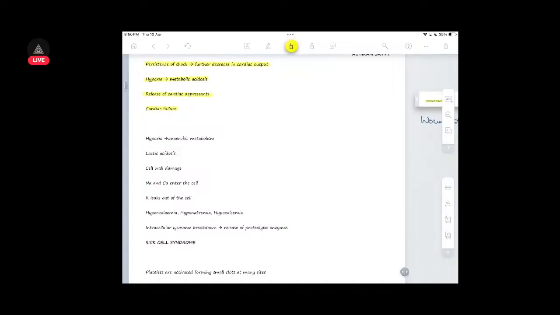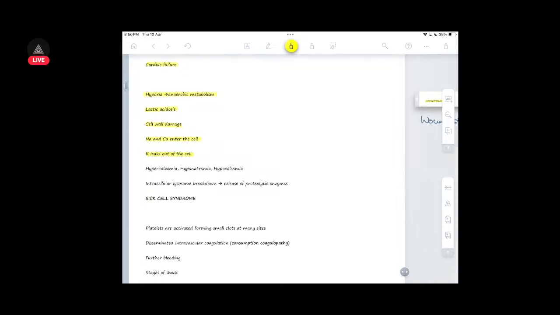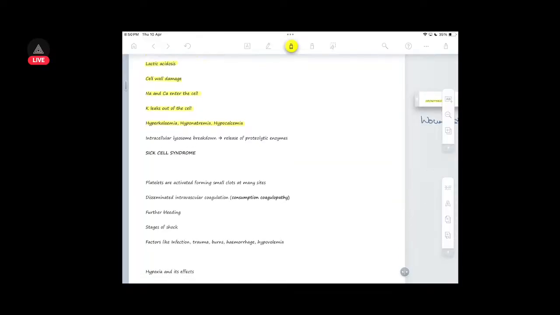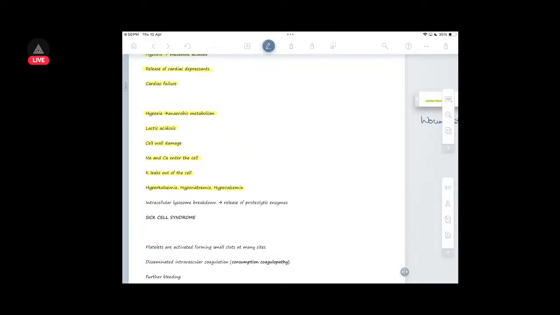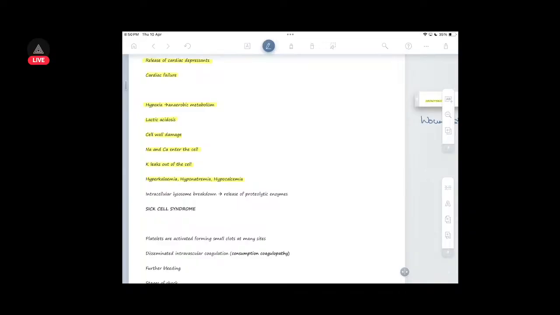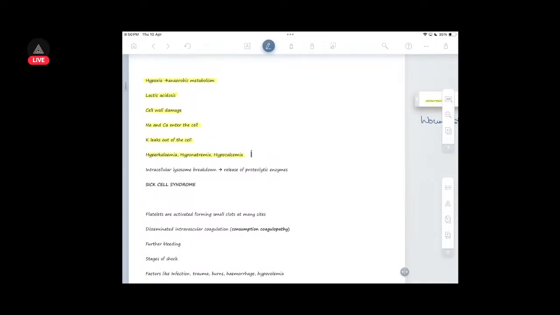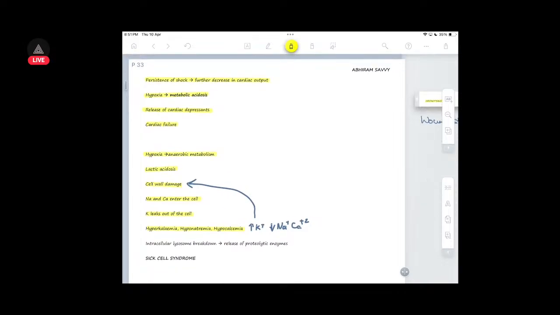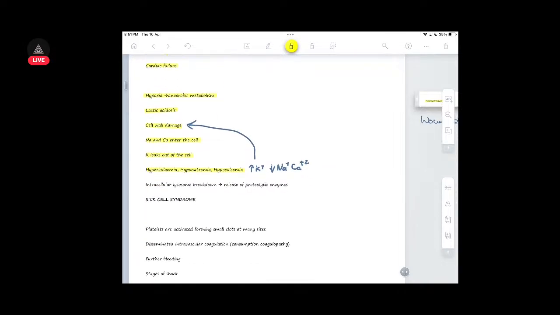And you also have hypoxia, which leads to anaerobic metabolism, lactic acidosis, cell wall damage is seen, sodium and calcium enter the cell, potassium leaks out of the cell, hyperkalemia, hyponatremia, hypocalcemia. Increase in K plus, because K plus leaks out of the cell, sodium and calcium enter the cell. Therefore, serum K plus increases, Na plus and Ca 2 plus decrease. Extracellular will become intracellular, intracellular will become extracellular because of cell wall damage. And yeah, this leads to intracellular lysosomal breakdown, which leads to release of proteolytic enzymes.